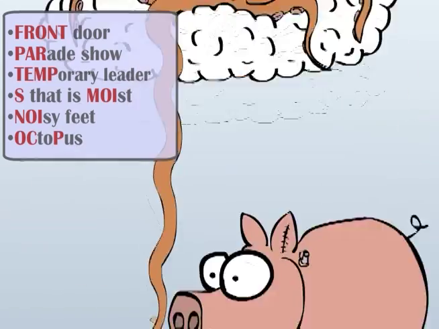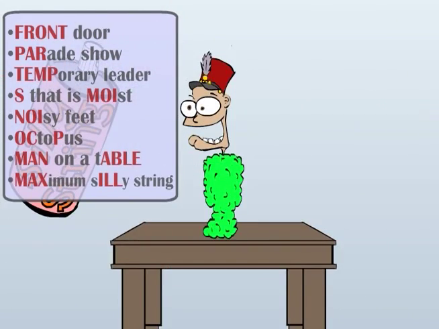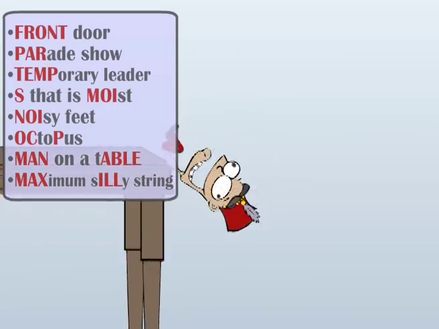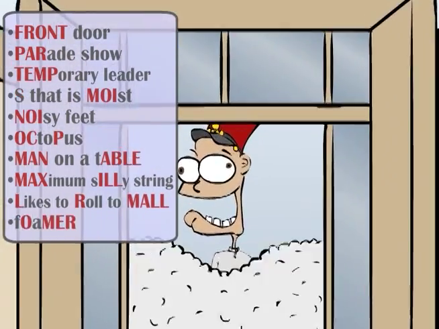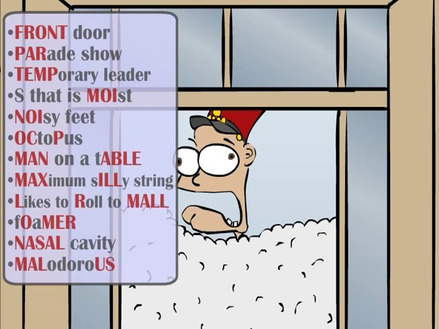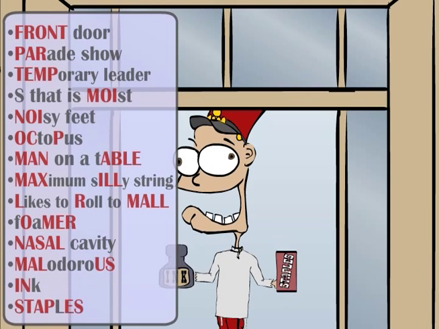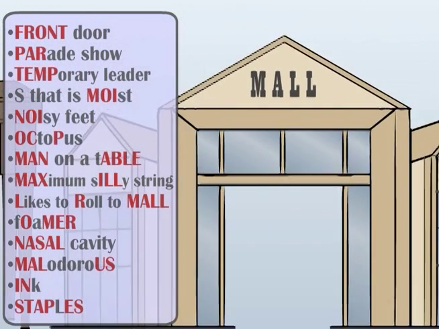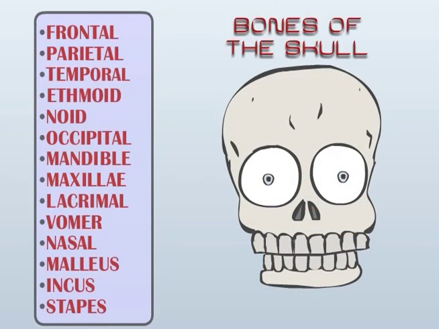An octopus hears this and sets him on a table where he's sprayed with the maximum amount of silly string. Then he goes a little crazy and likes to roll to the mall, where they turn on a foamer and a little foam gets in his nasal cavity and it smells malodorous. He finally grabs some ink and staples and then goes home. If you can remember that story, you know the bones of the human skull.